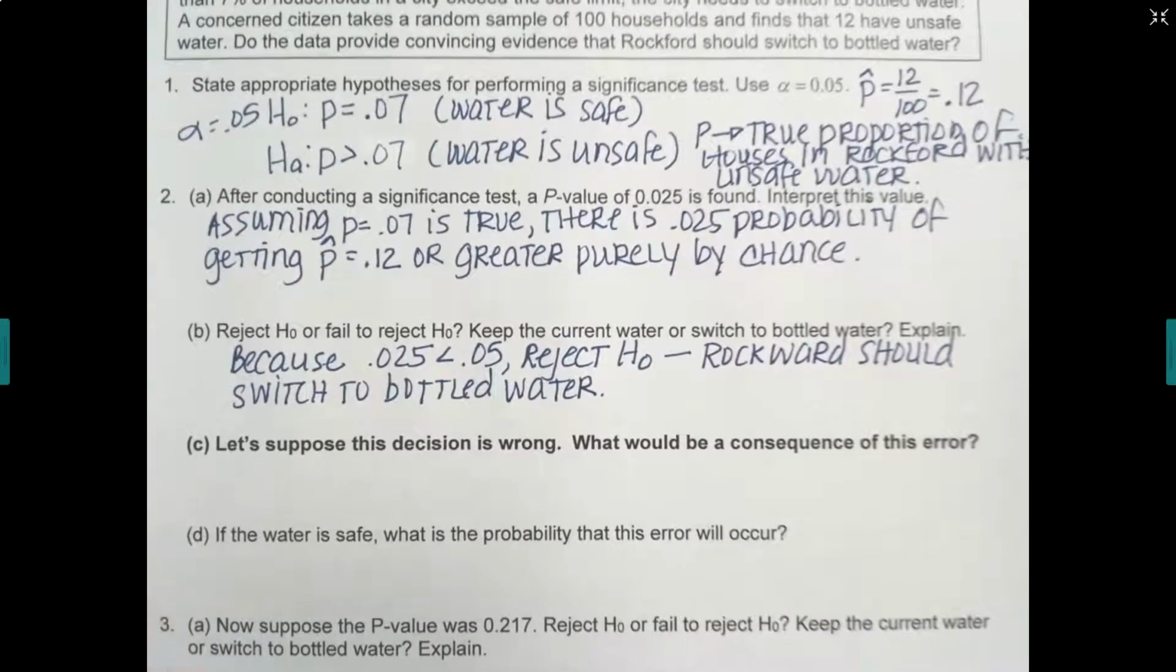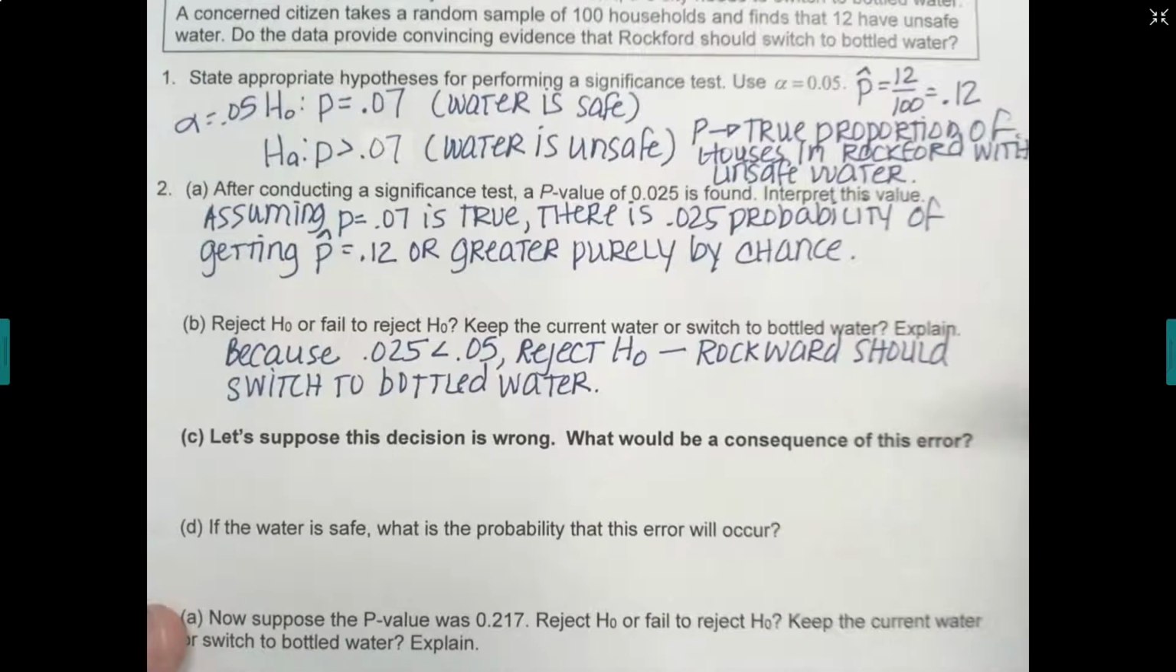All right, but what if we're wrong? What if he just had a wonky sample? It's possible. Nothing's really impossible. It's possible this happened purely by chance. It's just not very likely. So what if we're wrong? What would be the consequences of this?